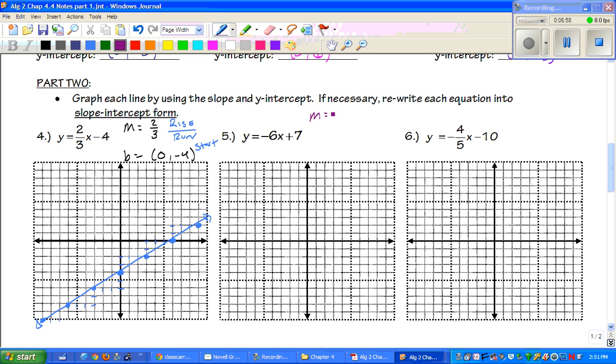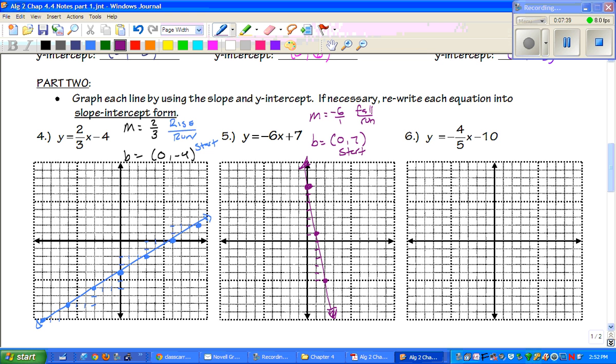Our slope is -6 over 1, which is a fall over run. It's negative, so that means we have to go down. Our starting point is (0, 7). So remember, this is where we start. The fall tells us to go down 6: 1, 2, 3, 4, 5, 6, over 1. Down 6 again, over 1. And those are the only points that we can add onto the graph.